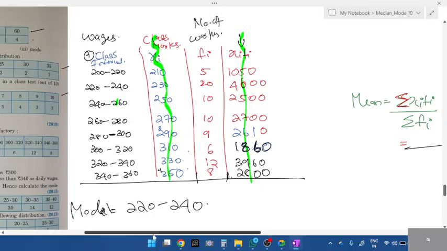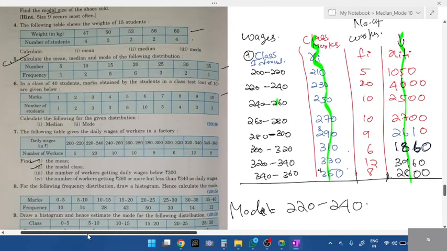What is the next question asked here? Modal value is done. Third one. The number of workers getting daily wages below 300. Wages in which column? First column or the third column? Wage. First column. Look at 300. Can you see 300 given? 300. So the number of workers getting daily wages below 300.